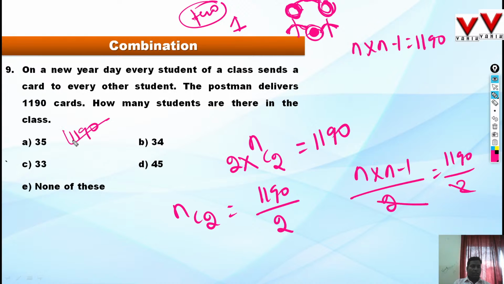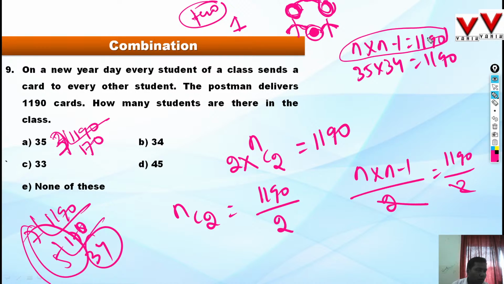1190, then we need 2 consecutive numbers whose product is 1190. 1190 is 7 into 170, then 5 into 34. 7 into 5 is 35 and 34. Both are 2 consecutive numbers. One is 35, another is 34. We get 1190. Don't solve this question using a quadratic equation. One is 35, another is 34. The number of persons in the class is 35. Clear? Come to the next number.